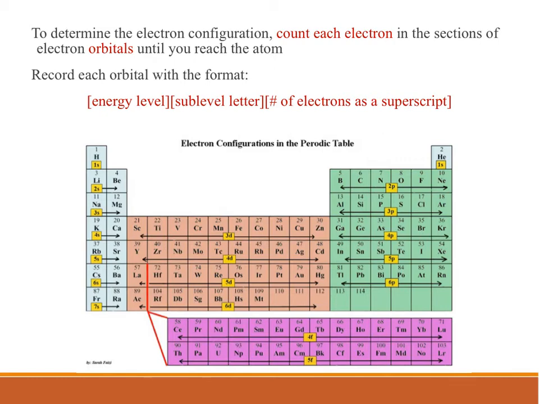There's 3 parts. You would write your primary energy level, which is the 1 through 7, followed by the sub-level letter, the S, P, D, or F, and then the number of electrons that are found in that sub-level as a superscript. That means as a small number up in the air.